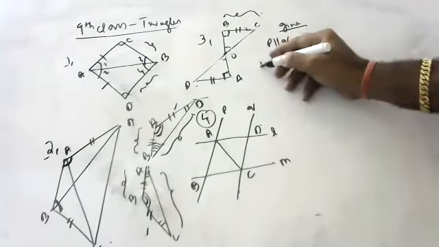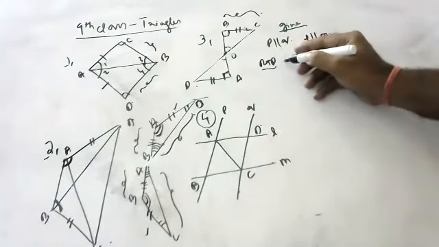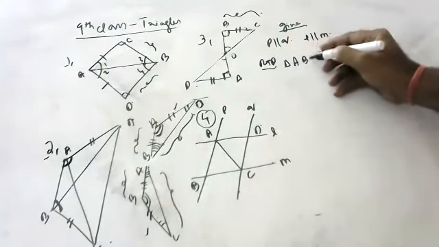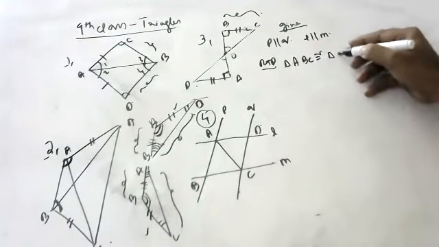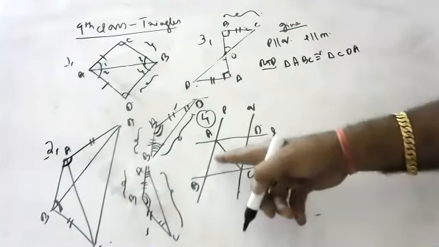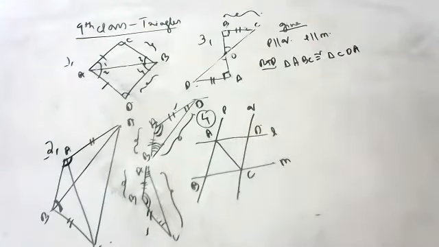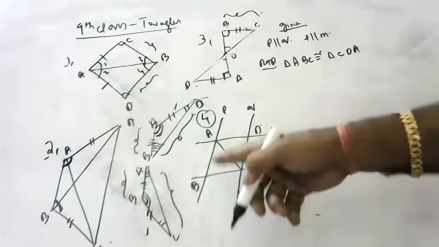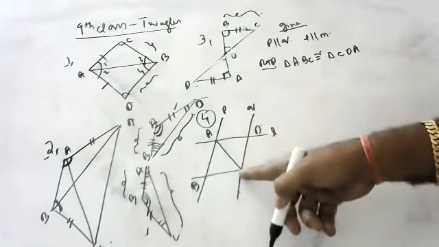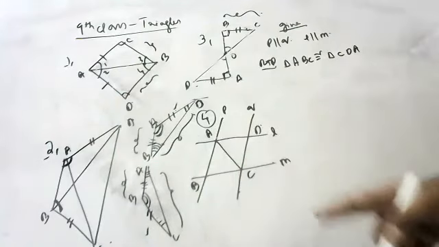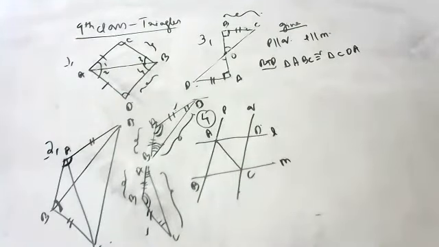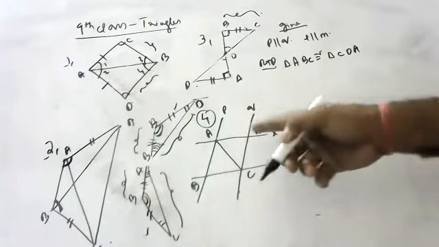Required proof. What is required to prove, children? We have to prove that triangle ABC is congruent to triangle CDA. Okay, children, so these both are parallel.